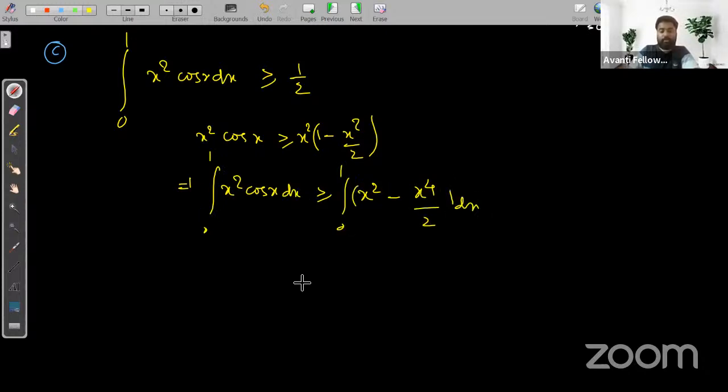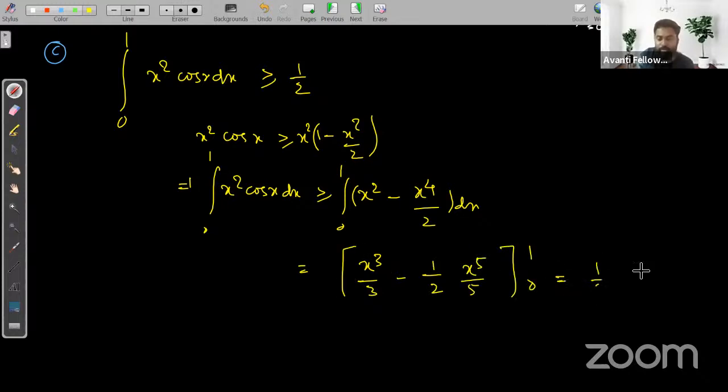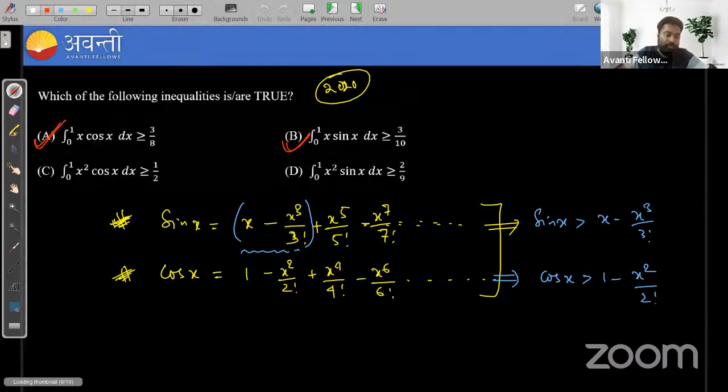So we are getting x cube by 3 minus 1 by 2 into x to the power 5 by 5. If we put the limits 0 to 1, we get 1 by 3 minus 1 by 10. So the LCM is 30, and it will be 10 minus 3, which is 7 by 30. So it's wrong actually. Option C is wrong.